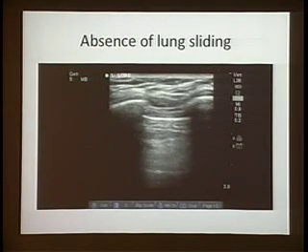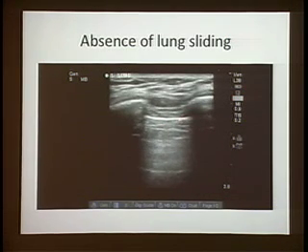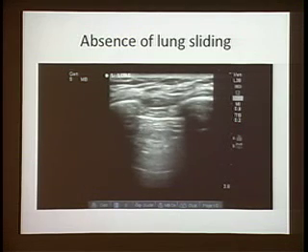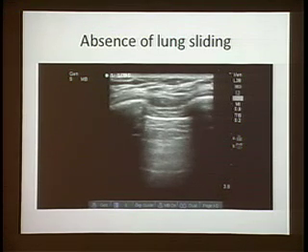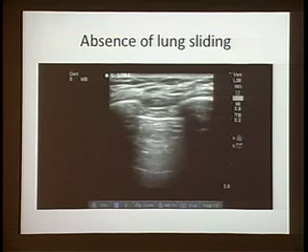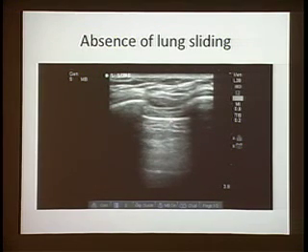Look at this one. Okay? You've got your rib, rib, your pleura here, and I don't know. There's no sliding there. You will see some movement of structures because, passively, things get transmitted, but there's no lung sliding there. You just have to start thinking, could this be a pneumothorax?